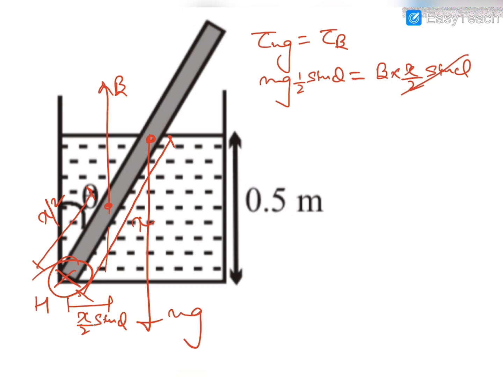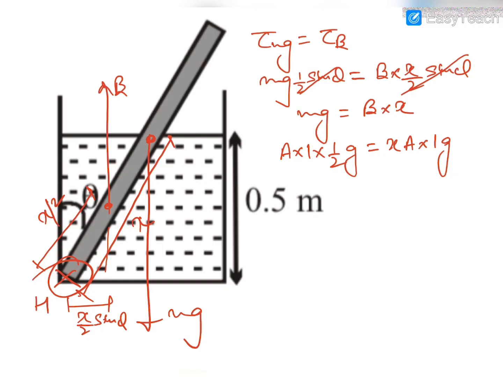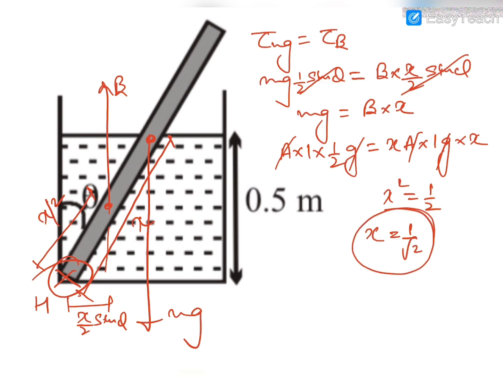So cancelling sine theta by 2 on both sides, mg will be equal to buoyancy into x. mg will be the cross-section area of the rod into length 1 and density 1 by 2, into g, and buoyancy will be the immersed volume x into a, density of water 1, into g, into x. So you can see that the value of x square is equal to 1 by 2, and x will be equal to 1 by root 2. This is the value of x.